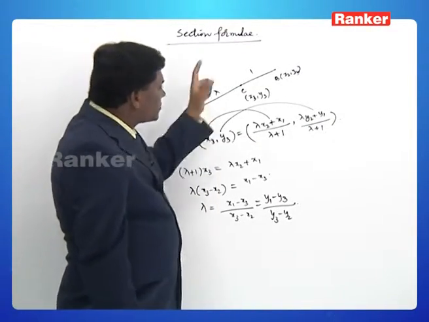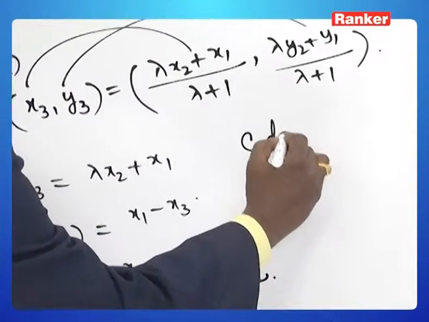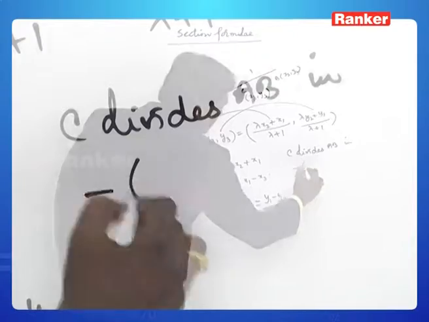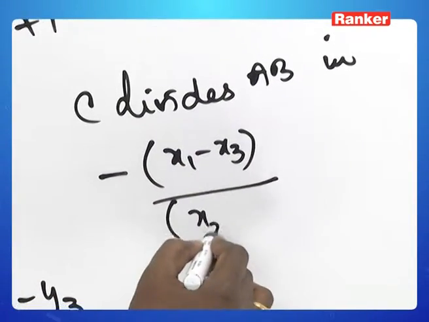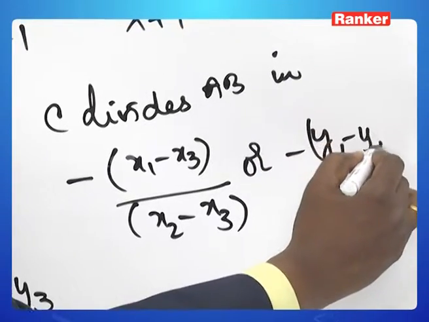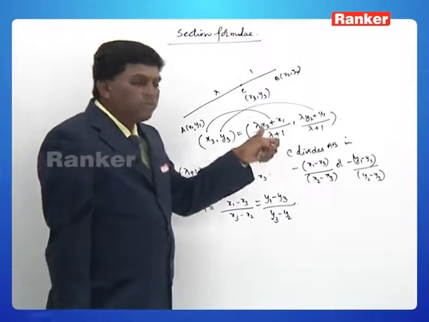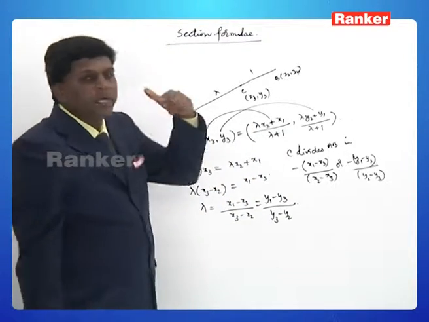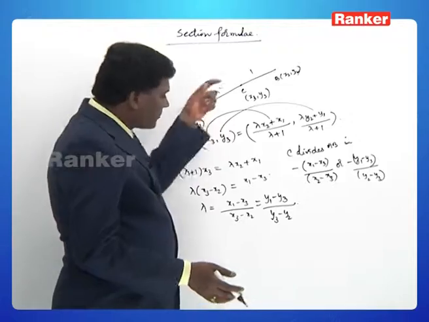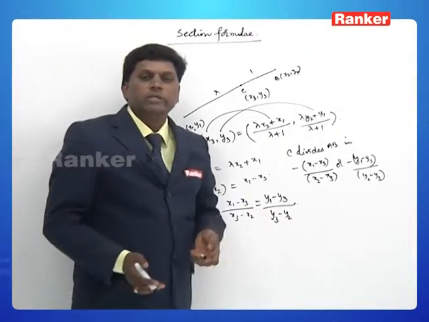Therefore, two points x1 y1 and x2 y2 are divided by the third point x3 y3 in the ratio: C divides AB in the ratio of minus, to keep a particular order, the difference of the abscissas of first and third over second and third, or minus y1 minus y3 by y2 minus y3. This is the way of finding the ratio in which a point is dividing the other two points. This is exactly the converse of the previous theorem. In the previous theorem, we could get the point when the section ratio is given. Here, conversely, when the point is given, we are calculating how to find the ratio.